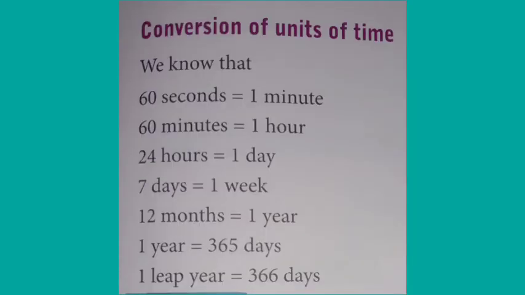Conversion of units of time. We know that 60 seconds is equal to 1 minute, 60 minutes is equal to 1 hour, 24 hours is equal to 1 day, 7 days is equal to 1 week, 12 months is equal to 1 year, 1 year is equal to 365 days, 1 leap year is equal to 366 days.